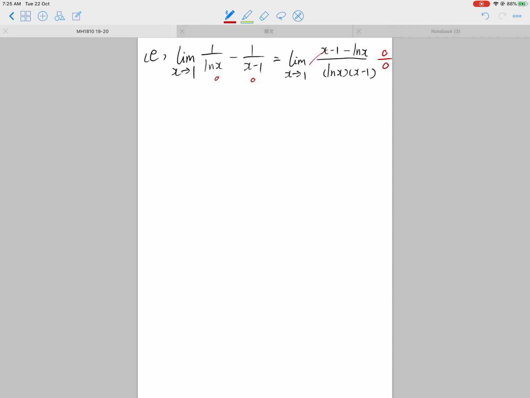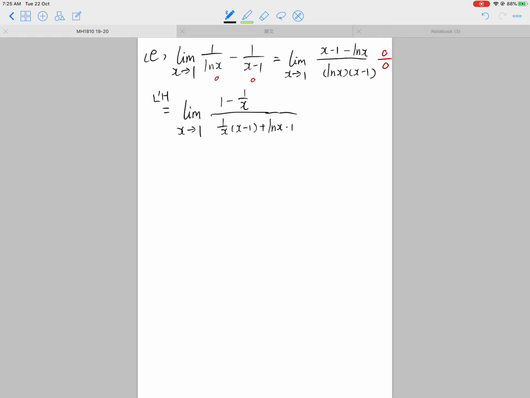When you sub x equals 1 in, you can differentiate both sides. Okay, by L'Hopital's rule, you can differentiate both sides. It will be 1 minus 1 over x. Okay, the bottom, it's this part's derivative, 1 over x times x minus 1, plus ln x times this part's derivative. Right?